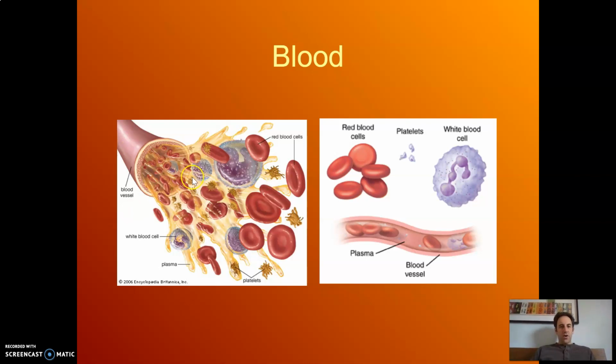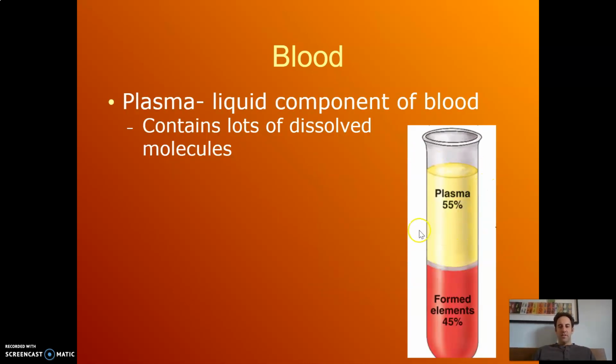If you do that, all the big stuff, these red blood cells, these white blood cells, even the platelets kind of get packed to the bottom. And what you're left with on top is the plasma. So the plasma is the first component of blood I want to talk about, and this is the liquid component of blood. And it basically contains a lot of dissolved molecules. So it's got carbon dioxide, it's got hormones in there, it's got a bunch of different proteins. Interestingly, there's antibodies in there.